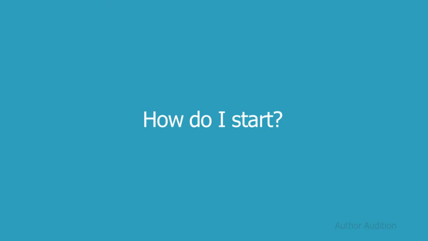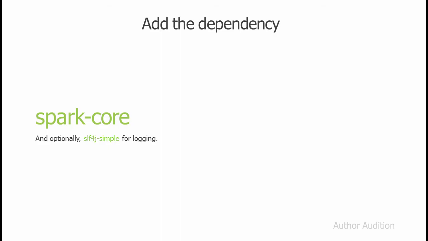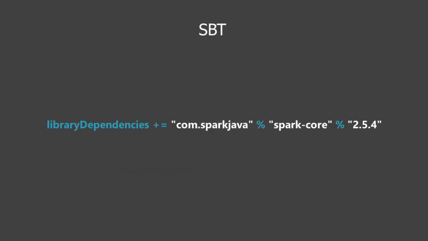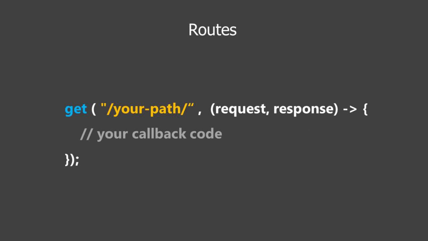Okay, at this point you may be wondering, how do I start? Well, first you need to add the Spark core dependency to your project, either with Maven, Gradle, Ivy, or SBT. The next thing you need to know is that the main building block of a Spark application is a set of routes. A route is made of three simple parts. A verb that corresponds to an HTTP method like get or post, a path, which is the route the server should listen to and provide a response for, and a callback, a handler function that is invoked to generate and return a response. The callback takes as arguments a request and a response object.